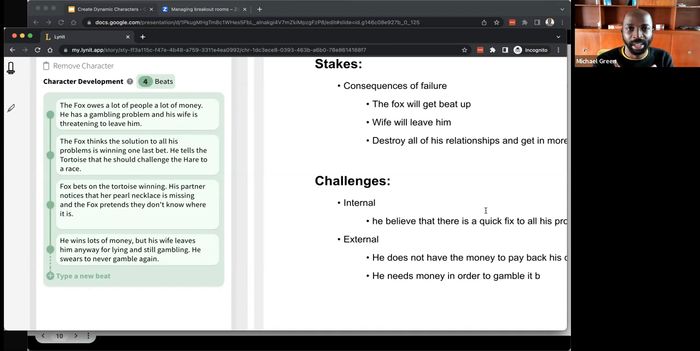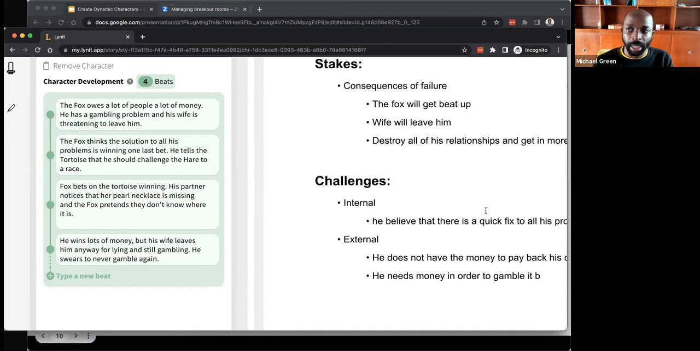So actually, I would say that this one is as it is. If we wanted to make this a none, firstly, we would have to have no last beat where he swears to never gamble again. We have to remove that, right? He just continues gambling, so he has to continue gambling.